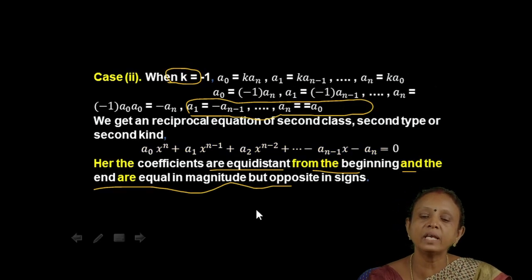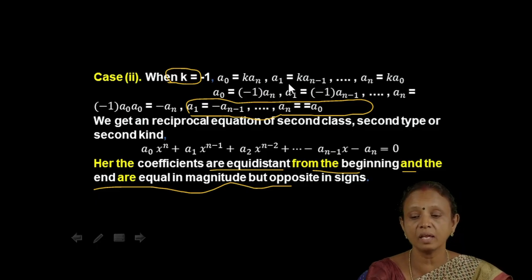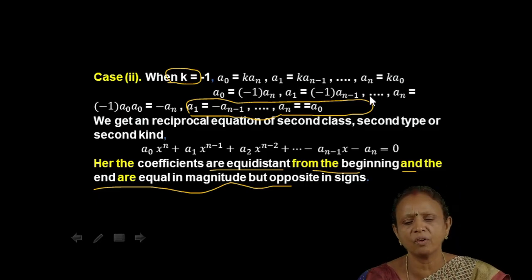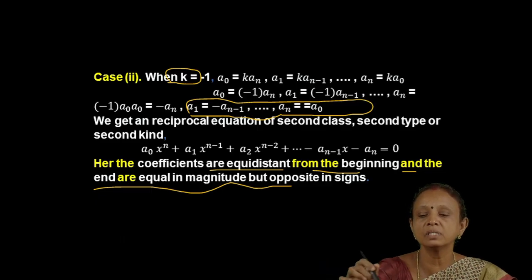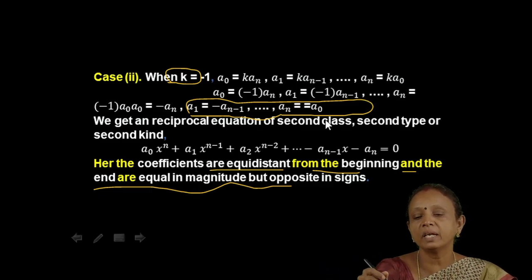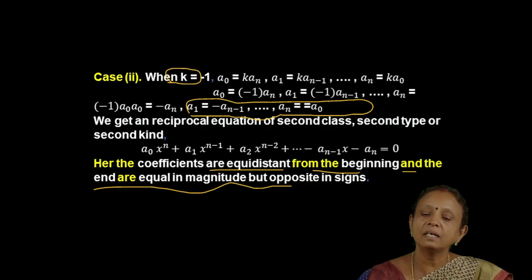Now going to case 2, when k is equal to minus 1: a naught is equal to k an, a1 is equal to k an minus 1, etc., an is equal to k a naught. So when k is equal to minus 1 is put in those equations, what do you get? A naught is equal to minus 1 an and a1 is equal to minus 1 an minus 1, etc. An is equal to minus 1 a naught, and hence what remains is a naught is equal to minus an, a1 is equal to minus an minus 1.